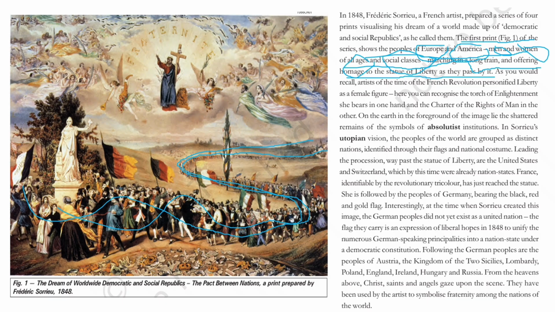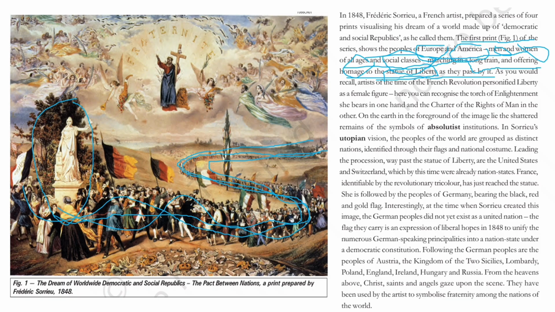What are they basically doing? They are trying to cross and come near this statue, and this statue here is nothing but the Statue of Liberty, the statue that gives freedom to all of them. So the main aim of all these people of Europe and America marching like a train is to cross the statue, and as they cross the statue, what are they doing?